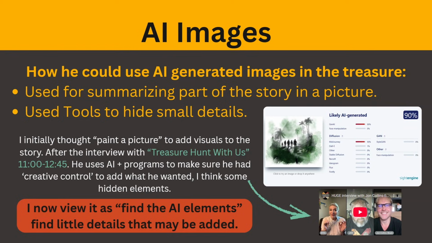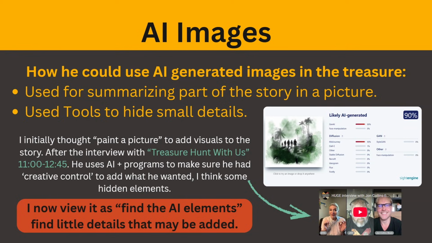What I mean by that is that he has Adobe or Canva or some sort of software that he would be able to use to add and manipulate parts of it to potentially add a clue. The big part of this would be this interview with Treasure Hunt with Us. It's around the 11 to 12:45 part. Definitely encourage you to take a look at that. Link will be in the description.